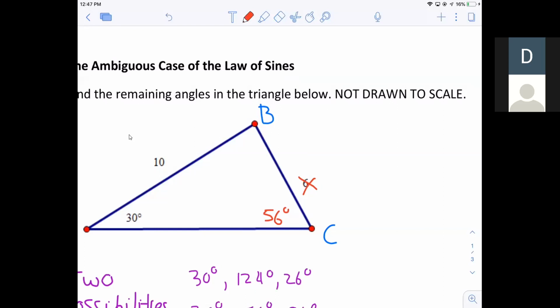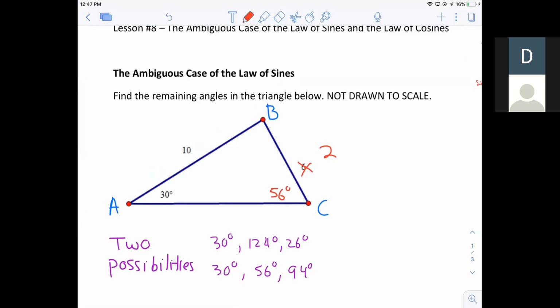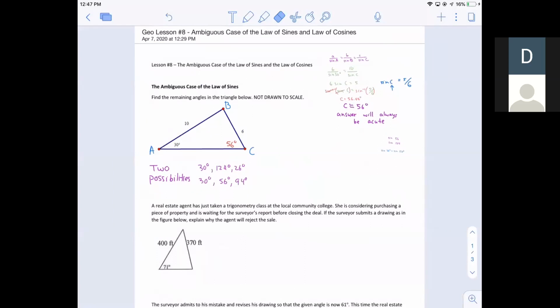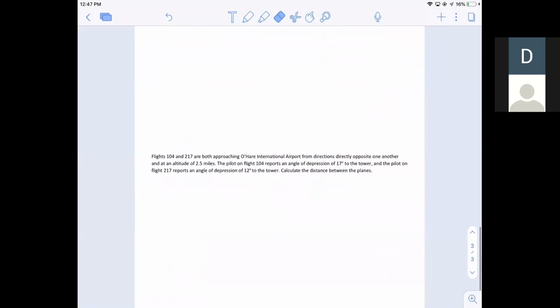If I said this was 2, then this triangle here would be impossible. You couldn't make a triangle with these dimensions where this was 30 degrees, this was 10, and that's 2. And let's take a look at why that is. So there are 3 scenarios. Probably should have given you a lot more space here. I'm sorry. I didn't plan this out too well.